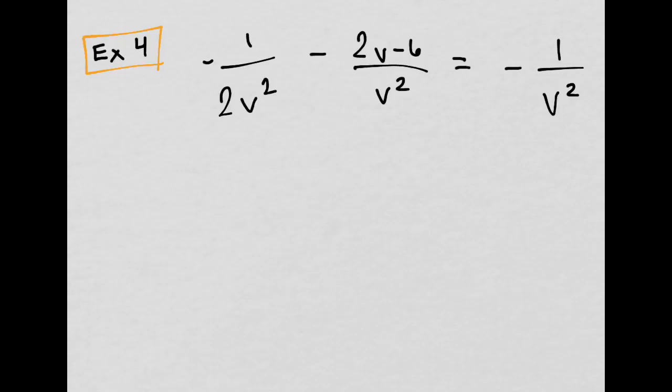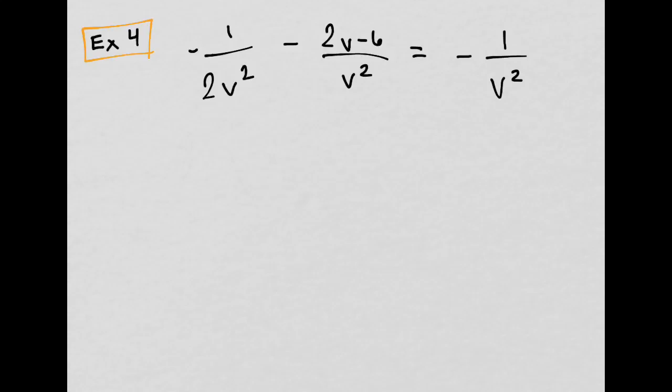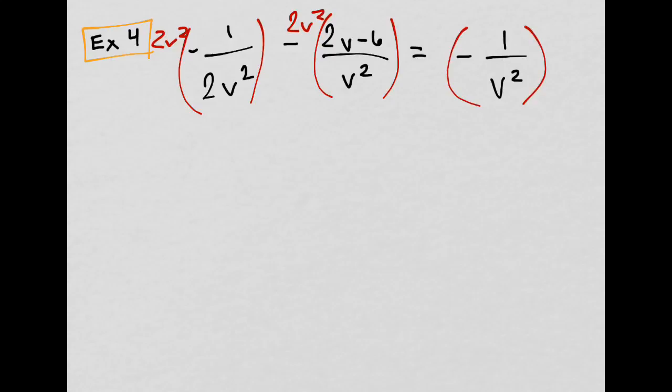Okie dokie, let's solve this one. The first step is to figure out the common denominator, which is the thing that is divisible by all three denominators. And it looks like it's just 2v squared. So I'm going to multiply by 2v squared. You should try this. You should pause it and try it. See if you can get it. If you can get it, then you're ready to go. If not, maybe you need to ask questions.